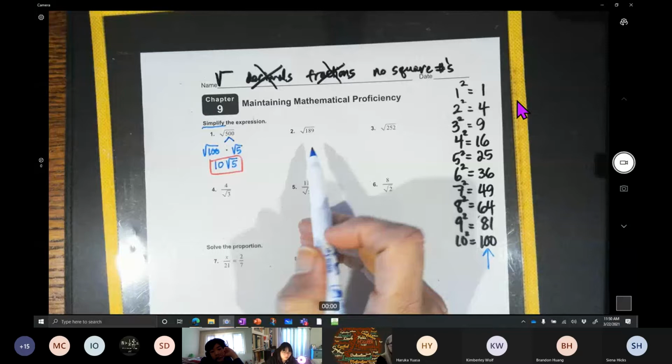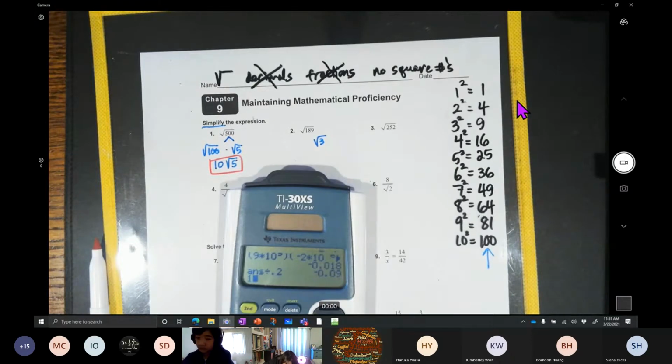2 won't go in it, but maybe 3 will. So remember your divisibility rules: 1 plus 8 plus 9 is 18, and 3 will go into 18, so it works. 3 will go into 189. I don't know how many times, but I always have my calculator with me. So let's see, 189 divided by 3. Look, that gives me 63.